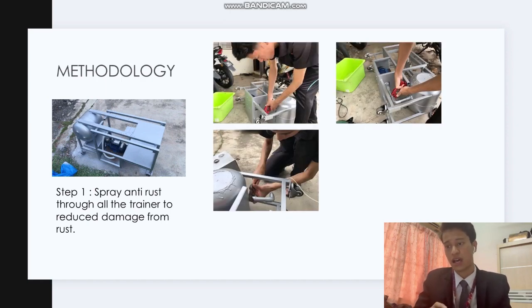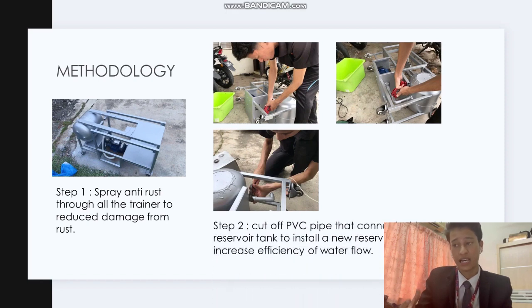The second step is that I cut off all the connections that were used for the old reservoir tank, which had many faults and could not be maintained by the users. As you can see, they are soldered permanently and cannot be opened with any device or tools. So I cut off the PVC pipe connected to the old reservoir tank to install a new reservoir to increase the efficiency of water flow.